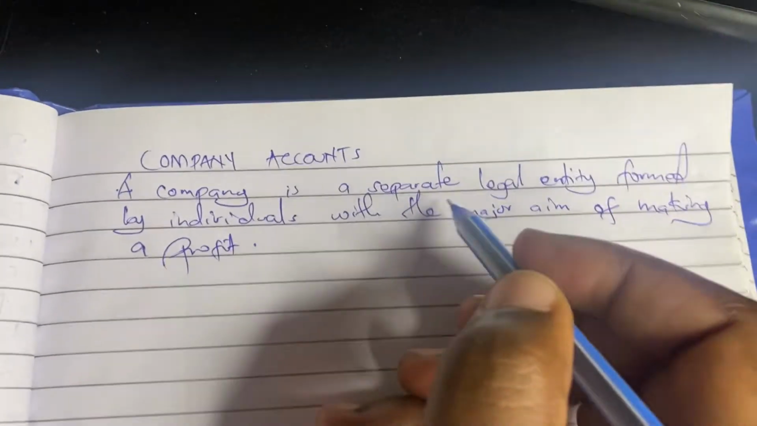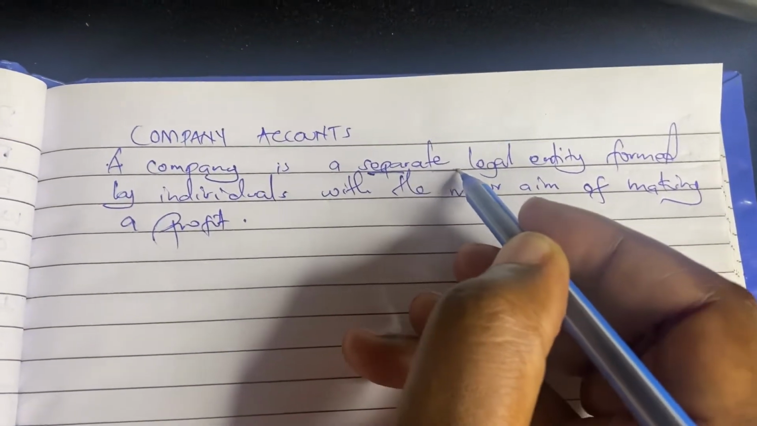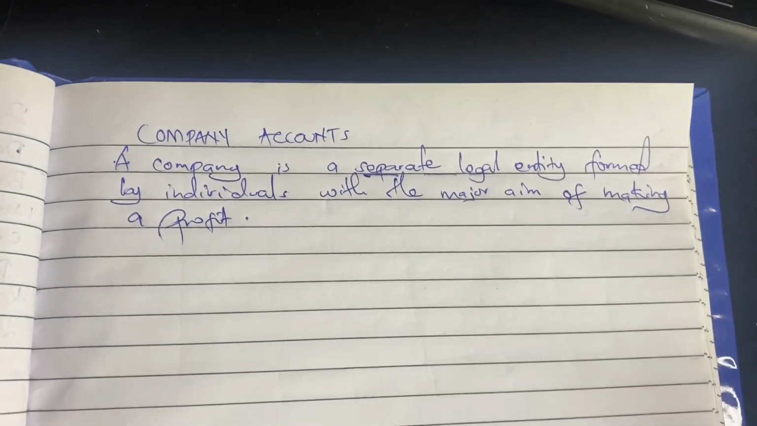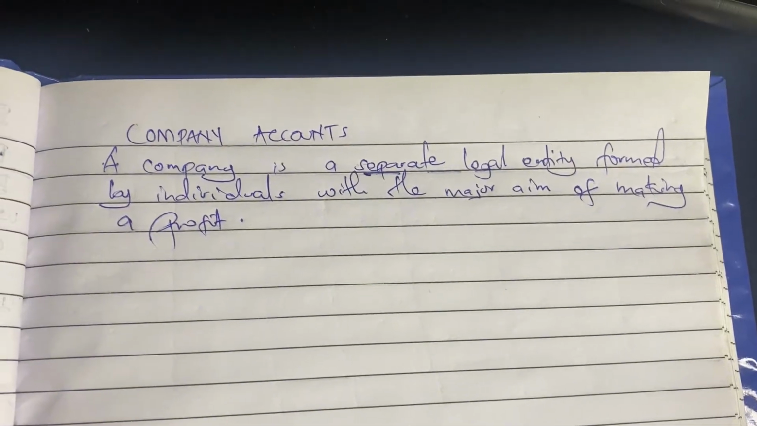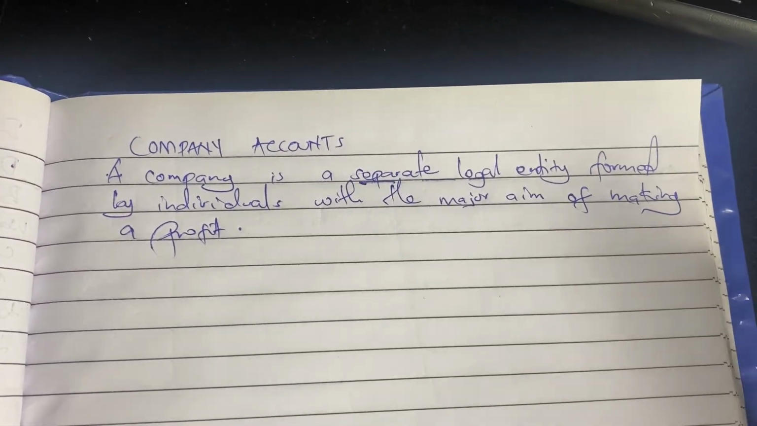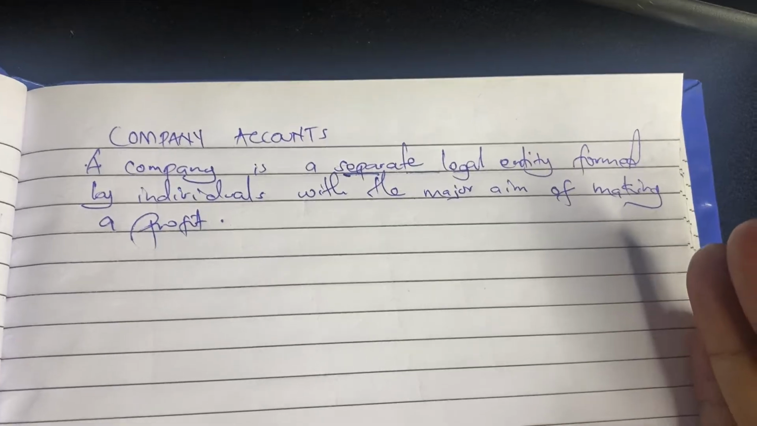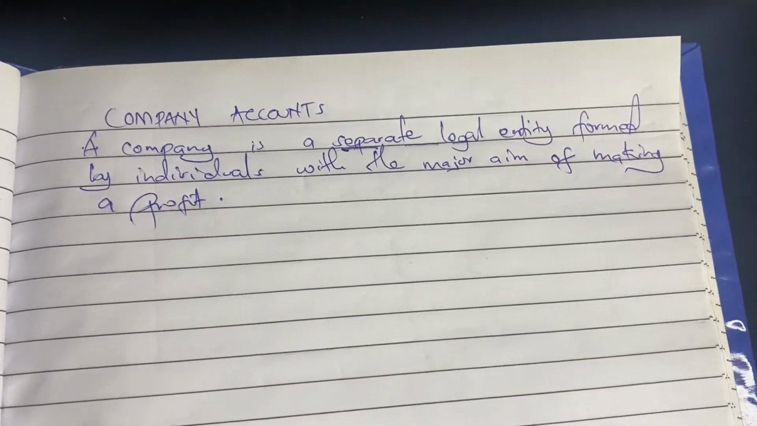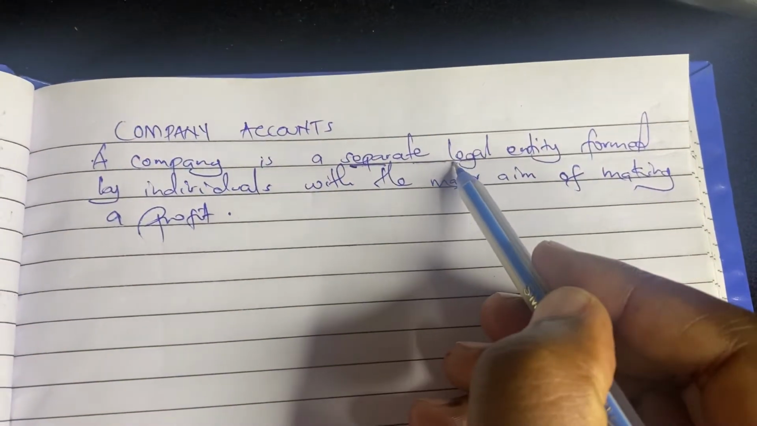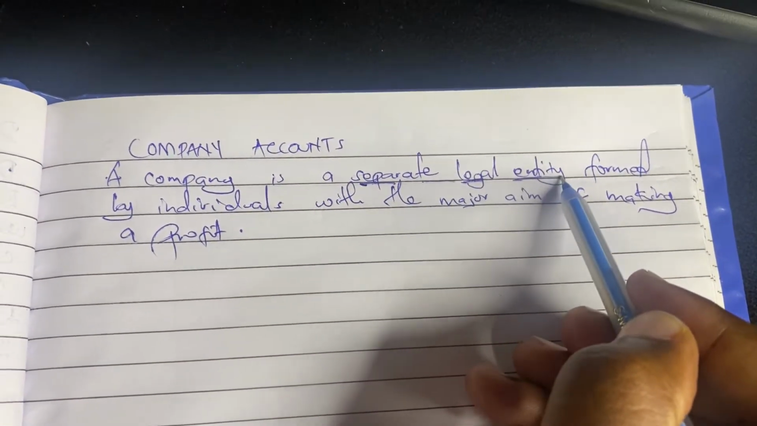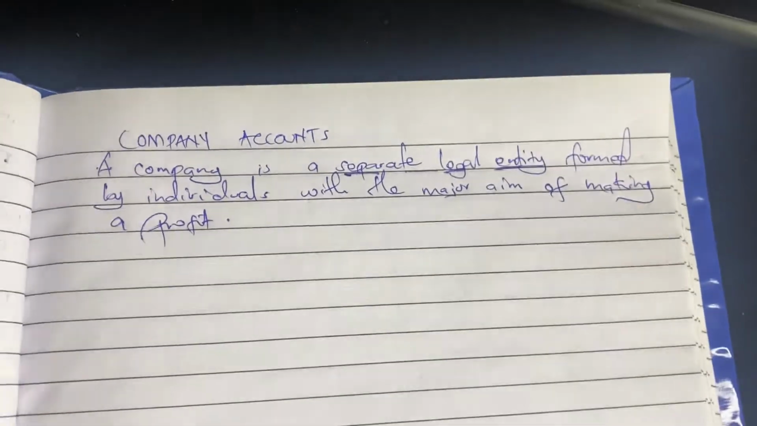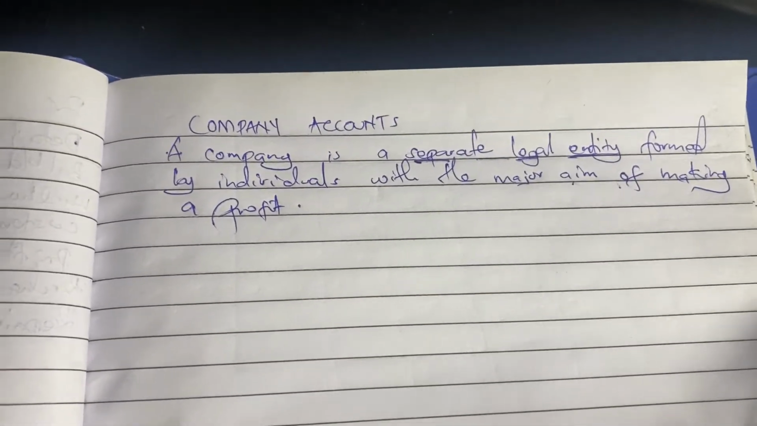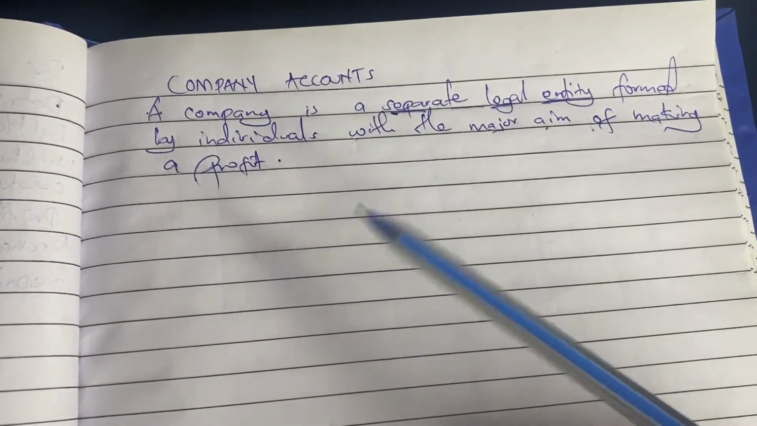A separate legal entity means that it is registered, and after being registered, it becomes separate from those who formed it. It's not like a sole proprietor or a partnership. For a company, it is separate. It is an artificial person on its own. It is regarded as a person, but an artificial person, so it is separate from those who formed it. That's what we call a company.